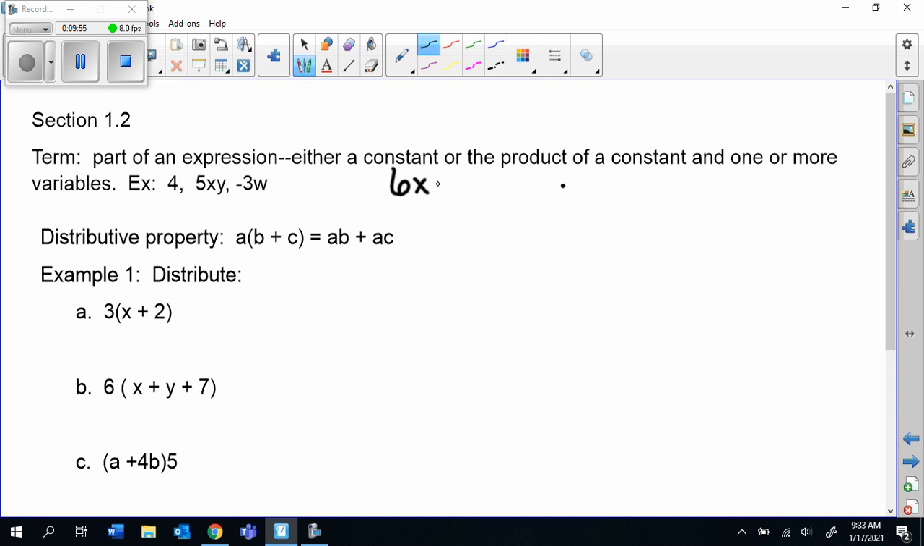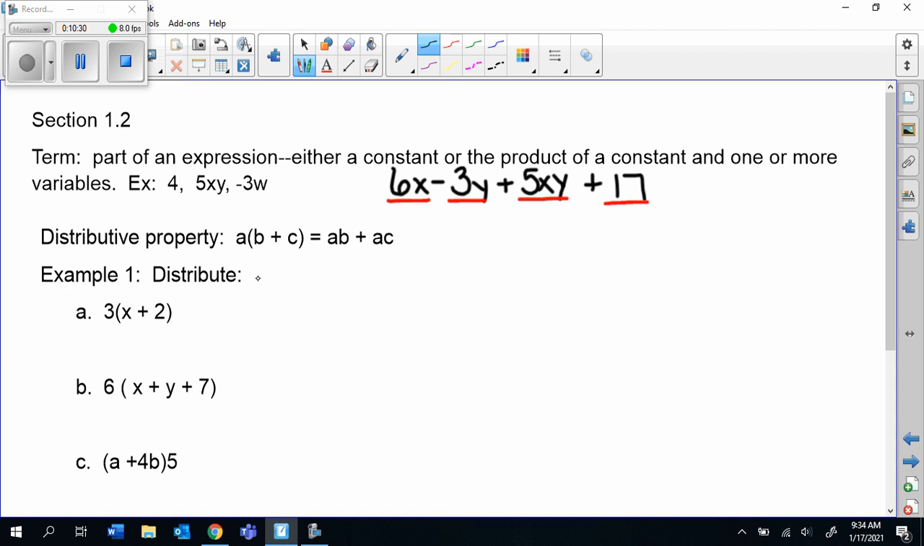And so if you had something like this, this would be a four-term expression or a four-term polynomial. You'd have 1, 2, 3, 4. And so anytime you separate between an add or a subtract, that separates your terms. But again, I don't spend a lot of time on that, but it is in this particular section.